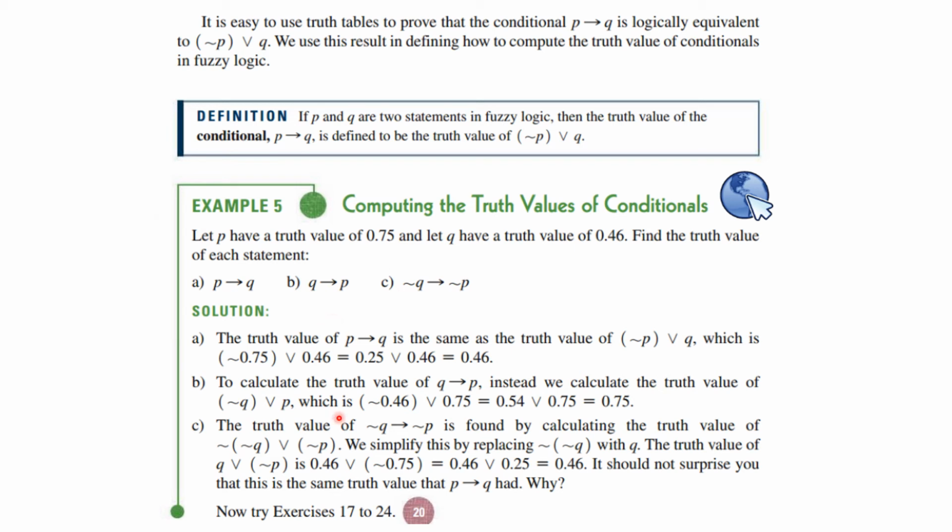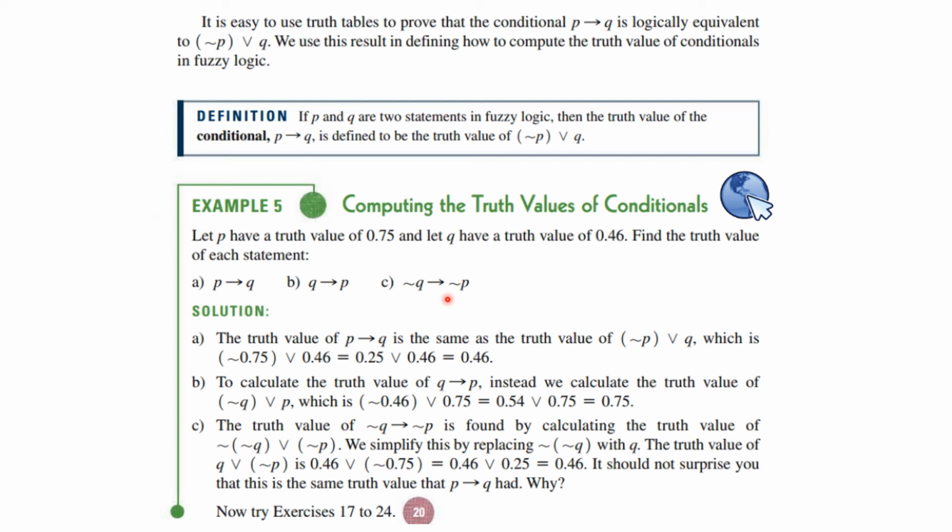Q implies P is going to be negation Q or P. So that's the negation of 0.46, which is 0.54, or 0.75, and this is going to be the maximum of the two. So that is 0.75. And the last one is negation Q implies negation P.